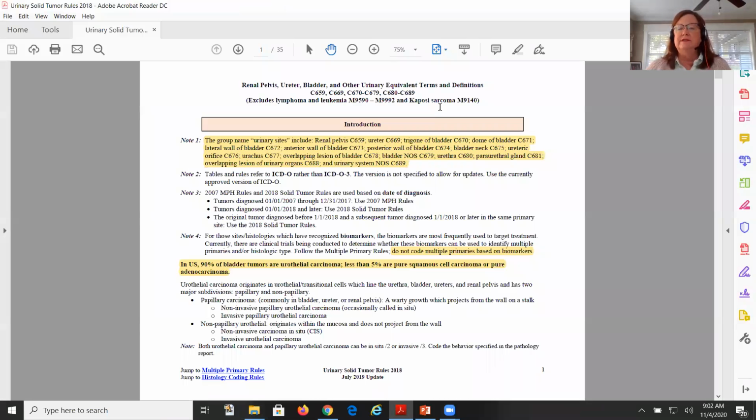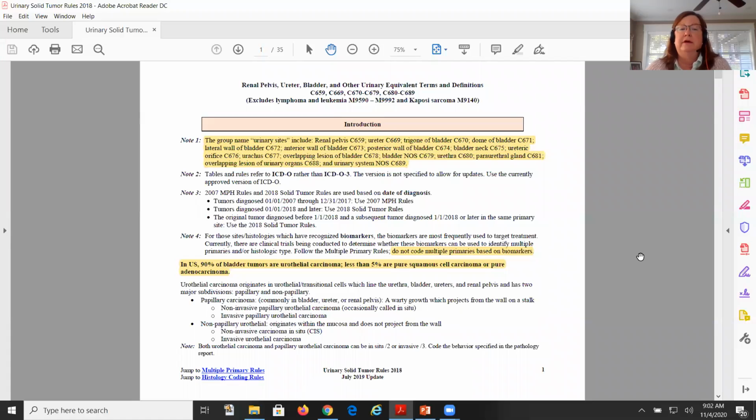Okay, we're going to start our talk this morning on the solid tumor rules. And what I've done with that, instead of creating a 70 to 80 slide PowerPoint, which I know is torture to sit through, I've downloaded a copy of the PDF of the solid tumor rules and gone through and highlighted some of the major points.